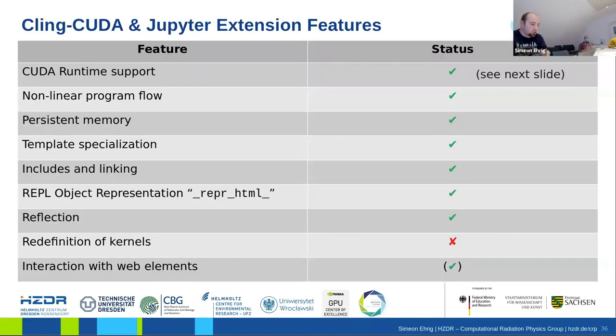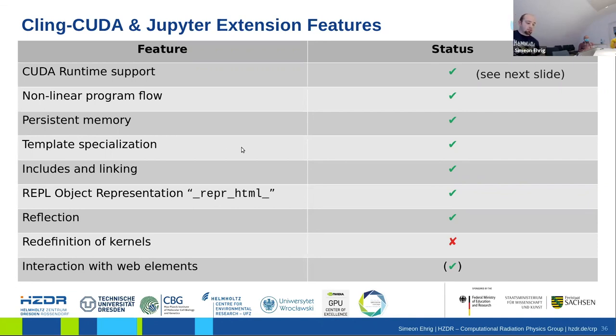So all features which I showed you in the notebook before work also with the CUDA mode except two things. One is redefinition, because kernels are not like C++ functions, so it needs extra implementation to work, and I will do it in the future. And the interaction with web elements is also a problem. At the moment, just basic stuff like printing pictures works, buttons and so on do not. The reason is some bugs in the device compiler. It's just bugs, and it needs an update of the Clang LLVM base to fix it.